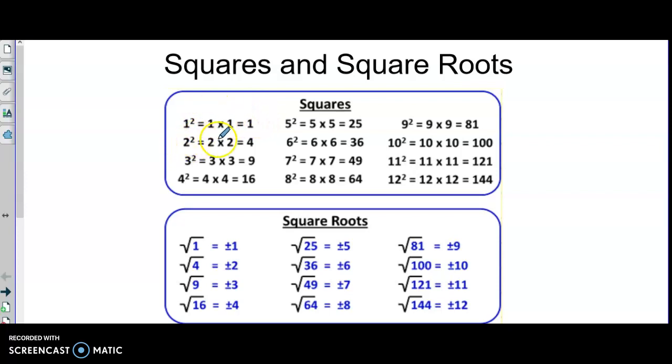2 squared, that means you have 2 2's. So 2 times 2 is 4. 3 squared means you have 2 3's. 3 times 3 is 9. We could keep going through this over and over. We're not going to, but those are your squares.